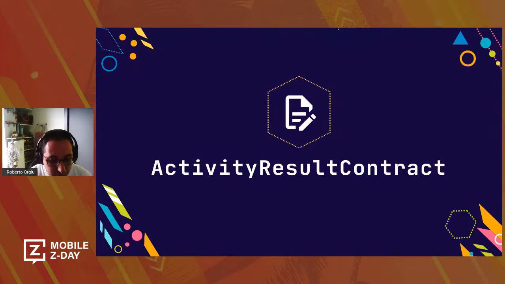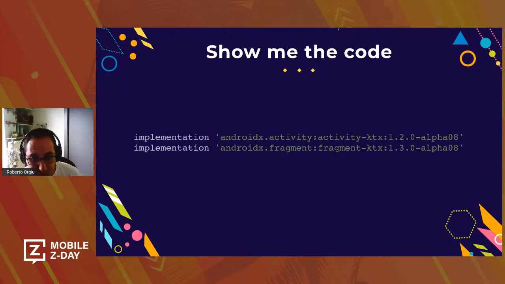So the first thing that we need to do in order to use the activity result contract is declaring the dependencies. While they're still in alpha, they are more than stable. I mean, you can use them without any fear. I've been using them for months and they work pretty well. Why do we need two of them? Well, we do need two of them because the activity result contract can be used in both activities and fragments. And so we need two smaller dependencies rather than one that will wrap them both.